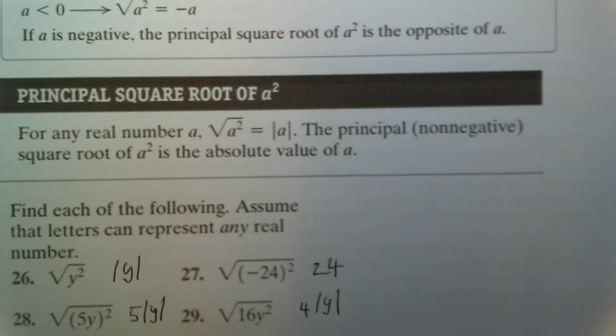Here we have the principal square root of 4 times (x minus 2) squared. So the principal square root of 4 is 2, and then the absolute value of x minus 2. Similarly here, the principal square root of 49 is 7, and then the absolute value of y plus 5.